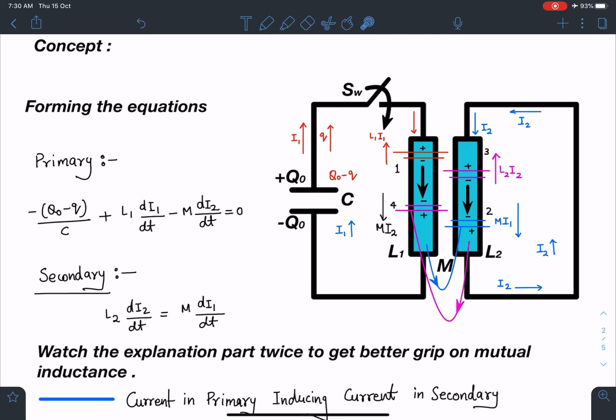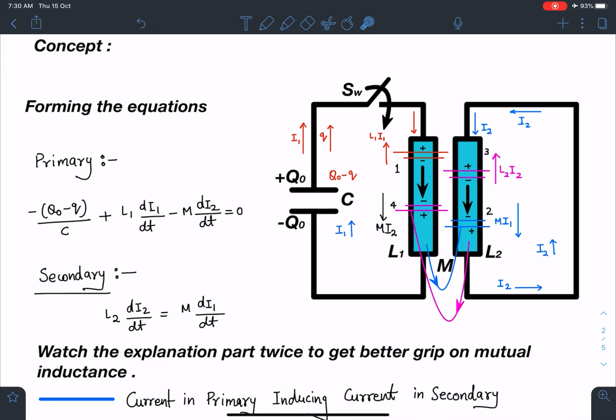So now I'm going to apply Kirchhoff's law here in the primary circuit. So minus q naught minus q by C plus L1 di1 by dt minus M times di2 by dt, and that is going to give me 0. There is no resistance, I'm assuming, otherwise it will give me terrible calculations. All right, now the secondary is very easy.